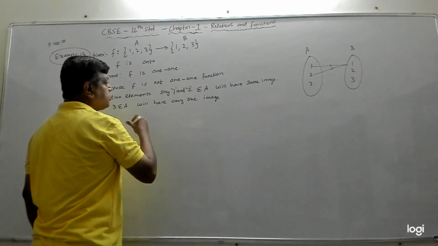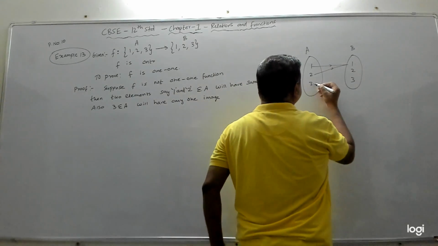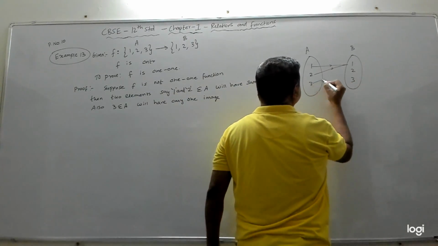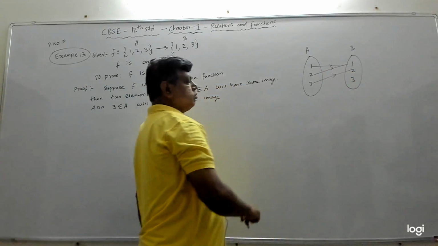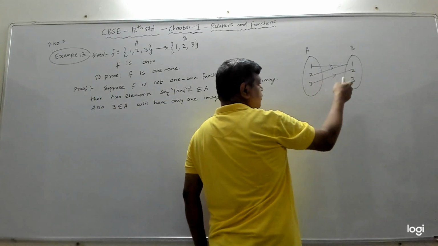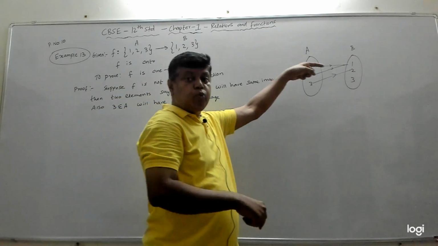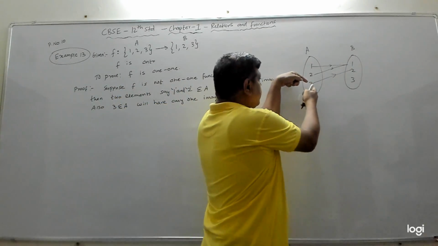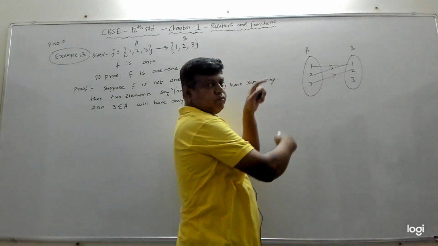because f is a function. So 3 can go to only one number. It can either go to 2 or it can go to 3. It can go to 3 also, but it can go to only one element because it's a function. Every element should have a unique image. So 3 cannot go to two different numbers.